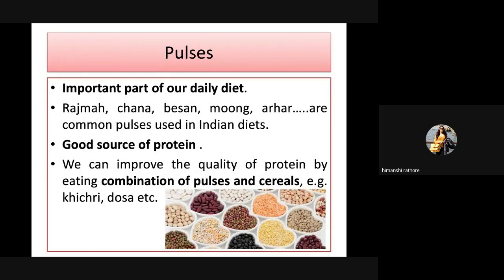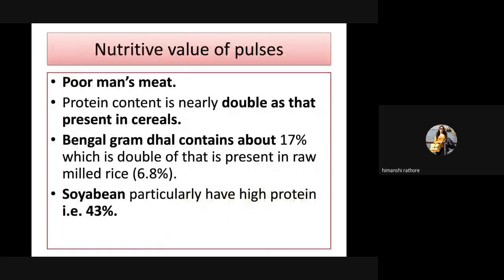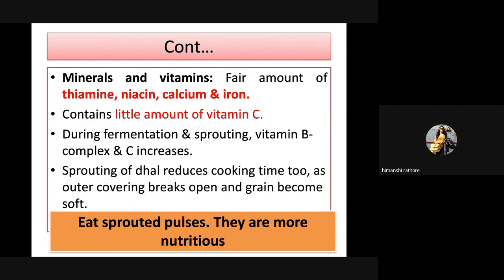Now moving forward to pulses, we talked about the different pulses and the nutritive value of pulses. Pulses provide you a good amount of protein and some minerals also, and there is a way by which you can improve their nutritional level, that is sprouting. If you eat sprouts, they provide you more nutrients.